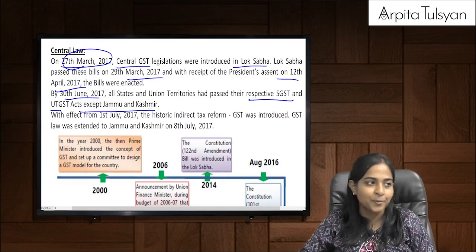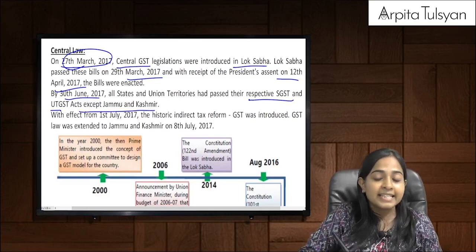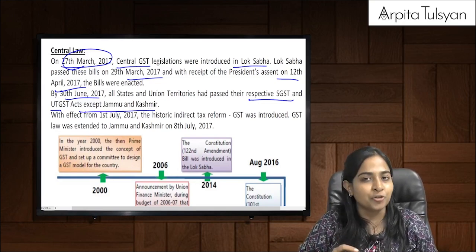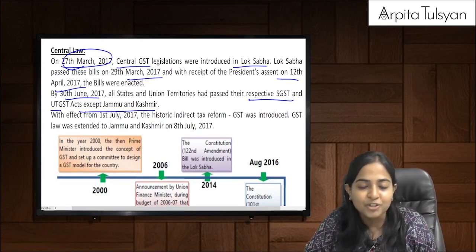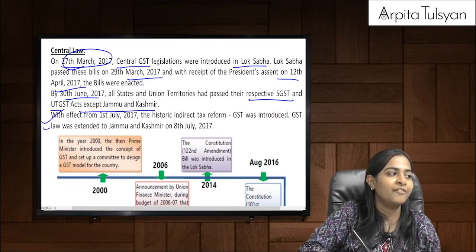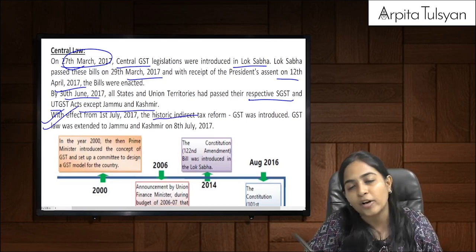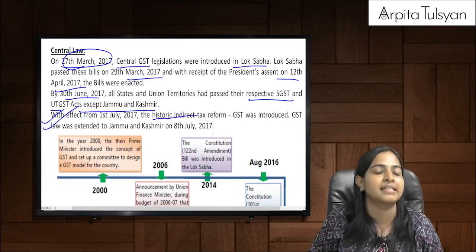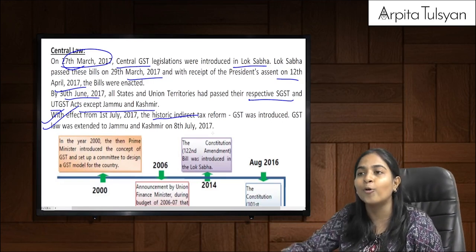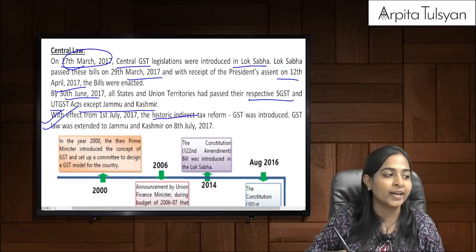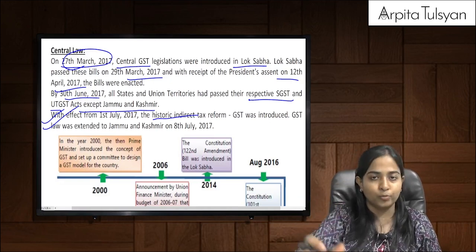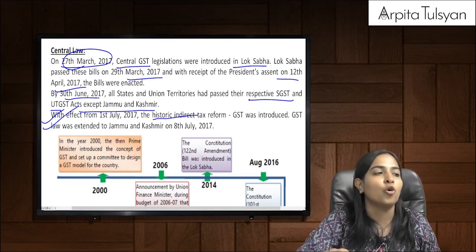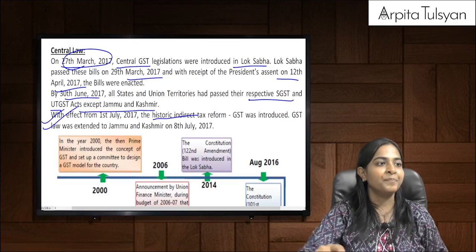Okay, fine, no problem. Since everything was done till 30 June 2017, right from the next day, 1st July 2017, the historic indirect tax reform, because this is definitely a reform, took effect. All the old kind of laws were scrapped, right, to the maximum extent, and this new law was being brought into the picture.